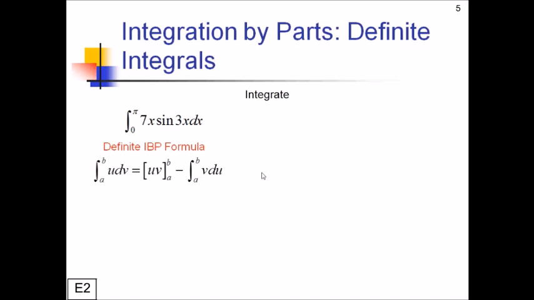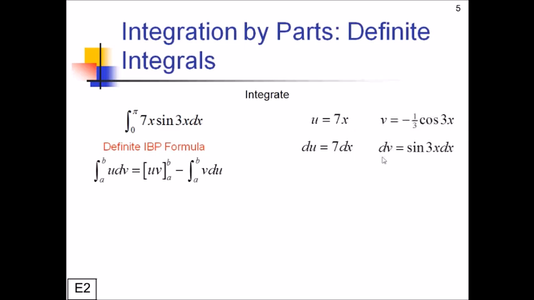All right, so for picking my u value, I have a choice between an algebraic and a trig function. A comes before T in LATE, so I'm going to go with algebraic. So 7x is my u value. And then dv is going to be sine of 3x dx. Now for the du, that's going to be 7dx. And for v, antiderivative here, well, that would normally be negative cosine, but we have an inner function of 3. So that's going to be negative 1/3 cosine of 3x.